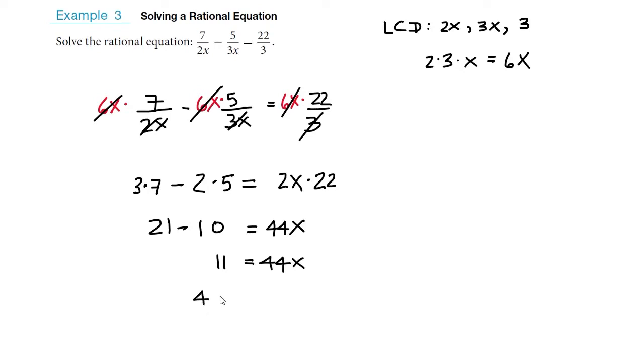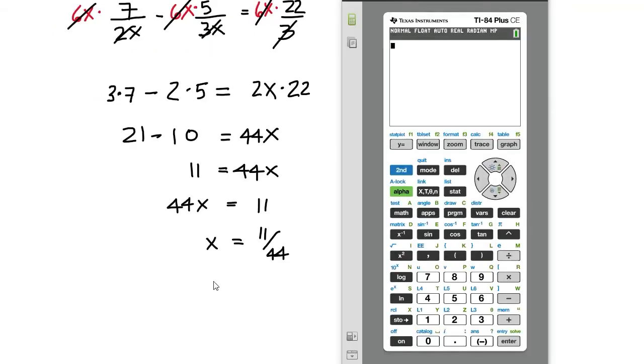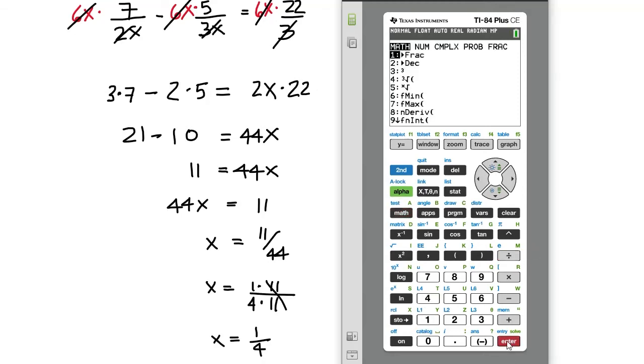So 44x equals 11, divide both sides by 44. X equals 11 divided by 44. So in simplest terms, x is equal to 1 multiplied by 11 all over 4 multiplied by 11. That's going to be a factor of 1. So x is 1/4. Of course, if I wanted to double check myself, 11 divided by 44, go to math, output as a fraction, and I see that I'm correct.